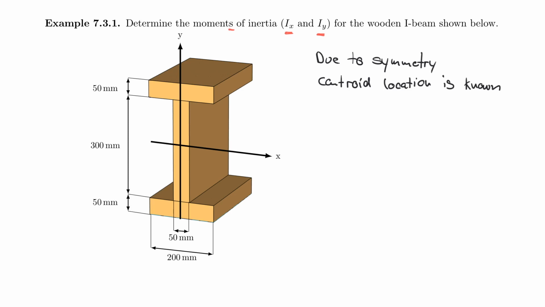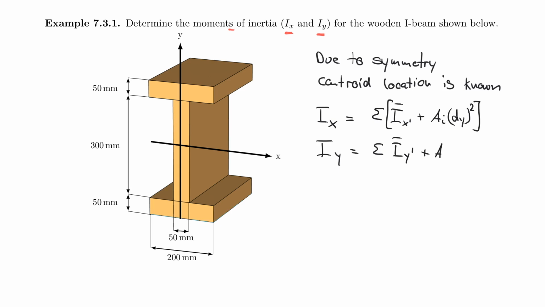So the first thing I usually do when I write these problems is remind myself that I have to take the sum of Ix bar prime plus A_i dy squared. So that is my first formula. My second formula is Iy is equal to I bar y prime plus A_i dx squared. And so the last thing left to do is to understand how we can use this.